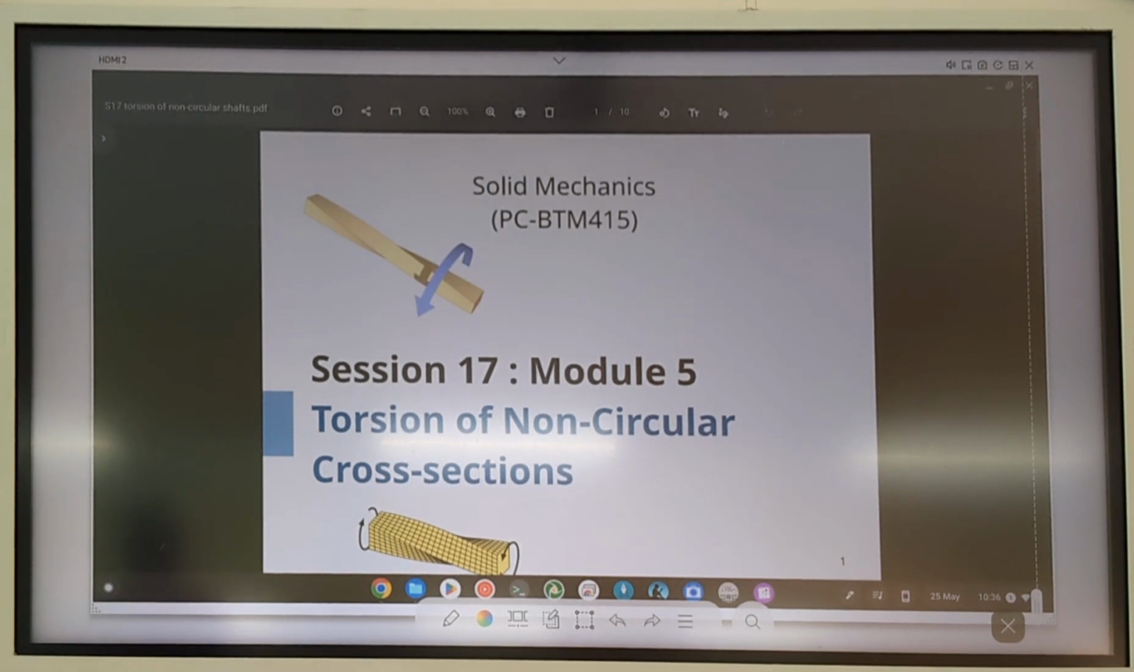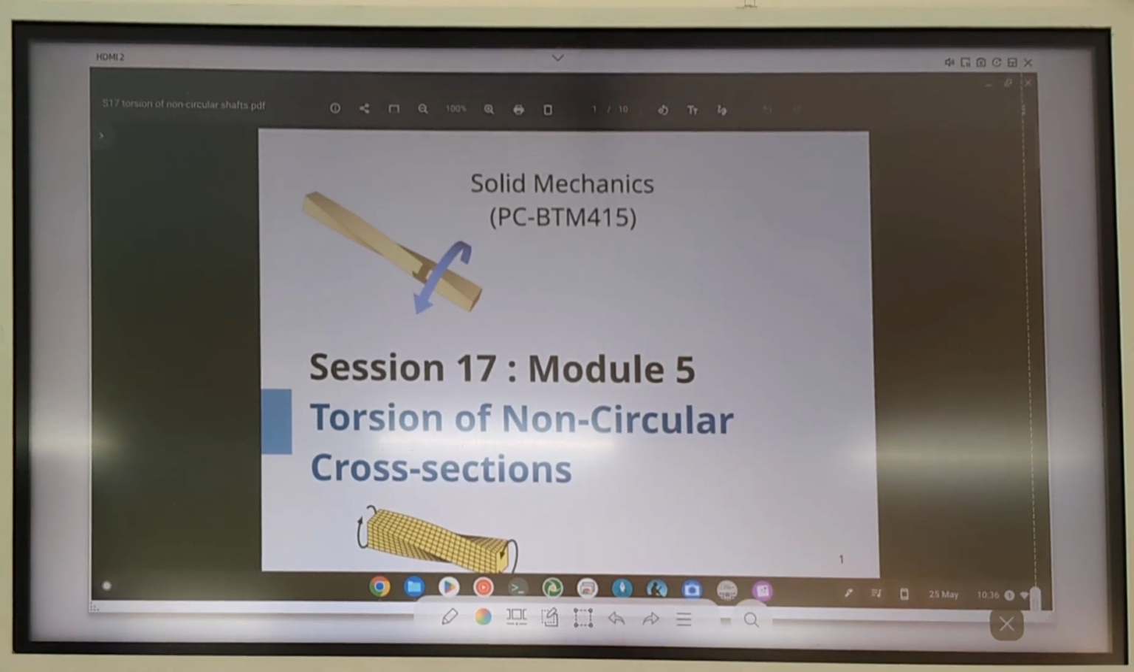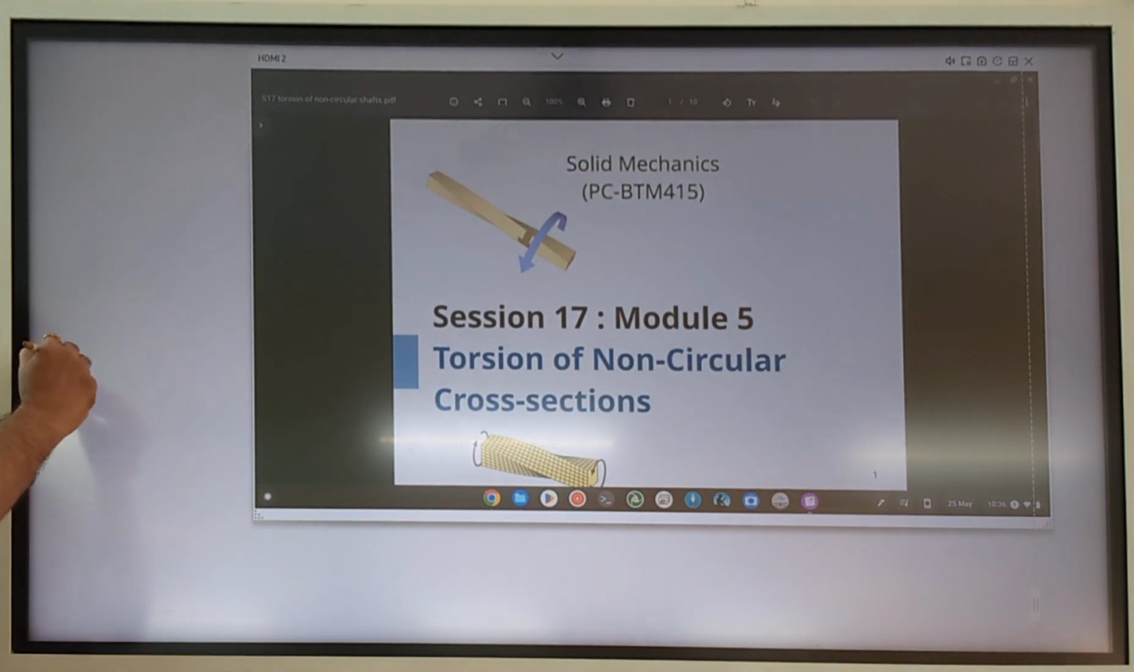Good morning. We will today start a new topic, that is the torsion of non-circular bars. In the previous semester you have studied the torsion of circular bars. So that is the regular torsion formula. Anybody recollect what is the torsion formula? Torsion equation. So the torque is related to the shear stress.